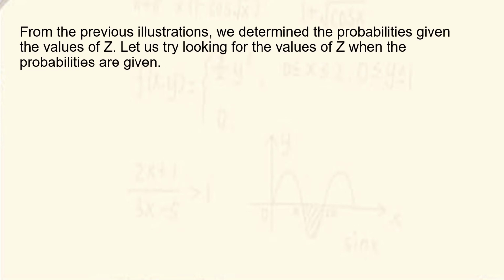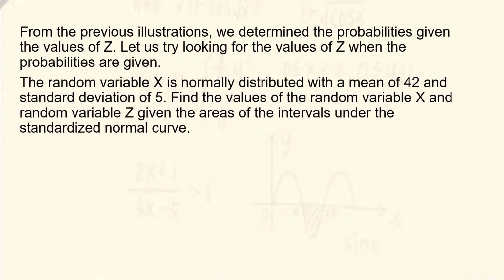So next, from the previous illustrations, we determined the probabilities given the values of z. Let us try looking for the values of z when the probabilities are given. The random variable x is normally distributed with a mean of 42 and standard deviation of 5. Find the values of the random variable x and random variable z given the areas of the intervals under the standardized normal curve.